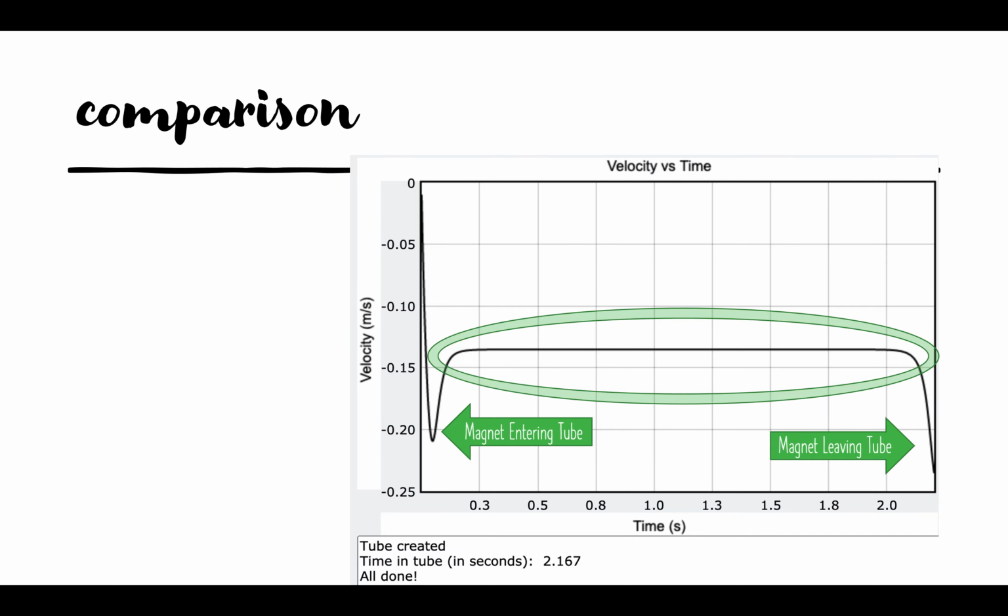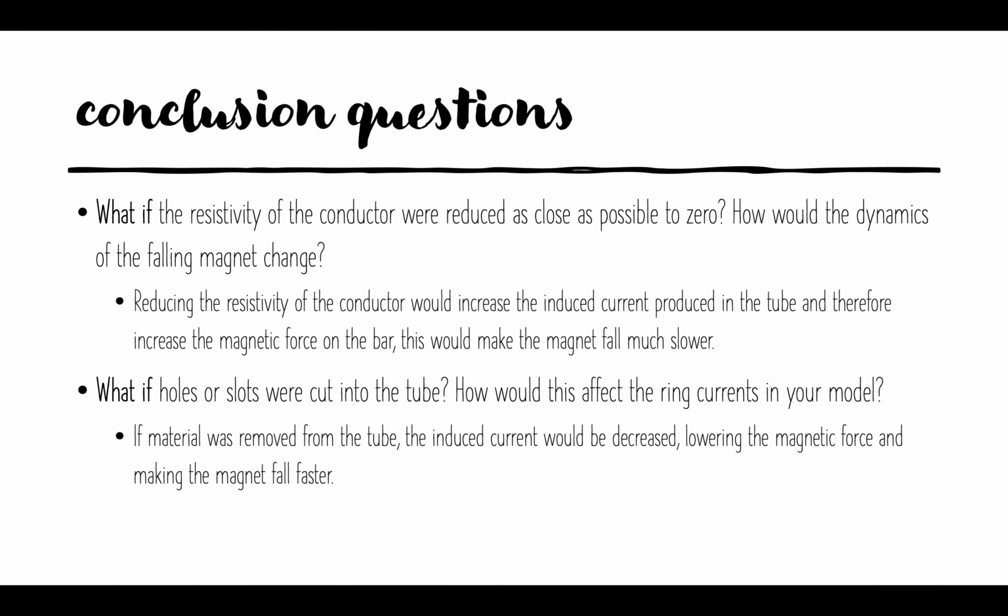To end, if we reduce the resistivity of the conductive tube, we would increase the induced current produced in the tube and therefore increase the magnetic force on the bar. This would make the magnet fall much slower. The opposite would occur if we were to remove material from the tube, with the induced current getting weaker, weakening the magnetic force and allowing the magnet to fall quicker.